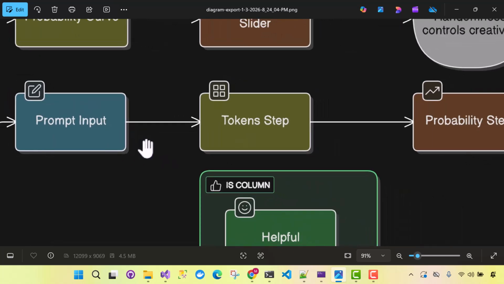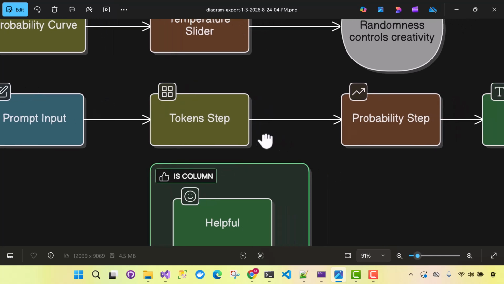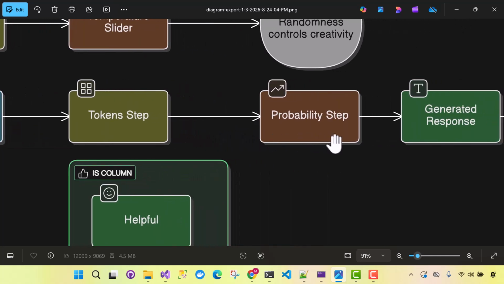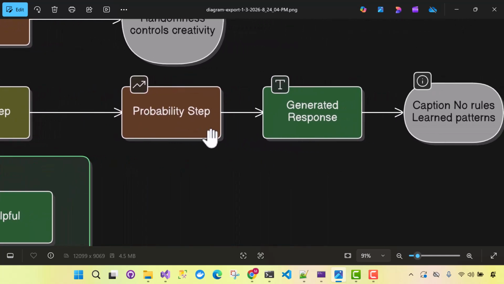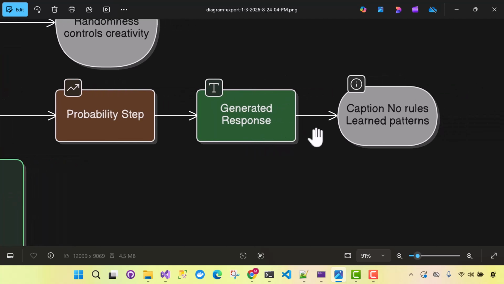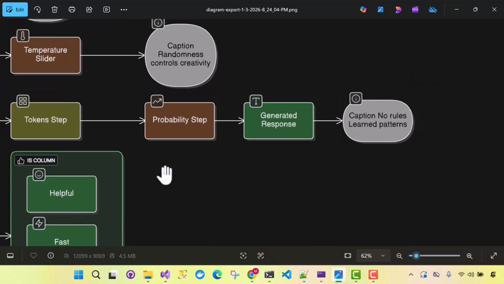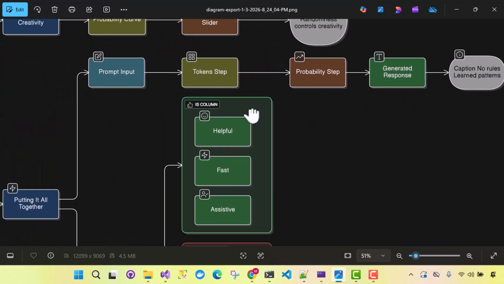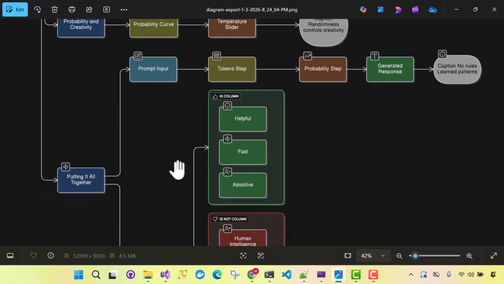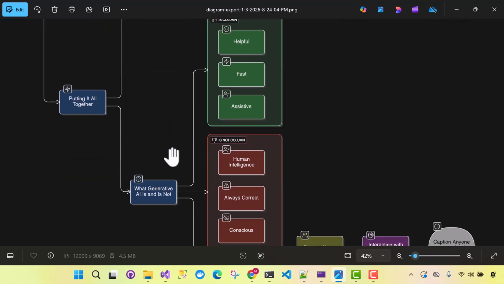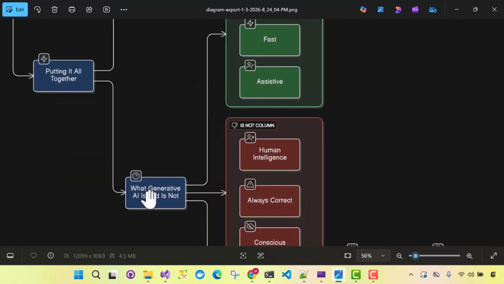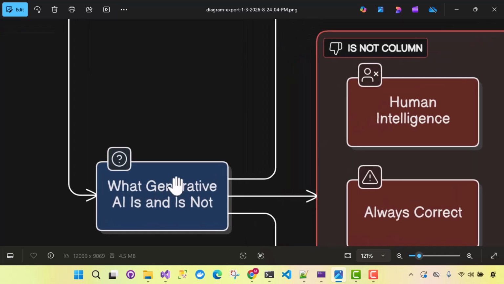So let's take a real world example. When you prompt AI with, write a friendly product description for a handmade leather wallet, what does the model do? It tokenizes your input, predicts the next word, applies probability and context, and generates a human-like response. No rules, no scripts, just learned patterns.